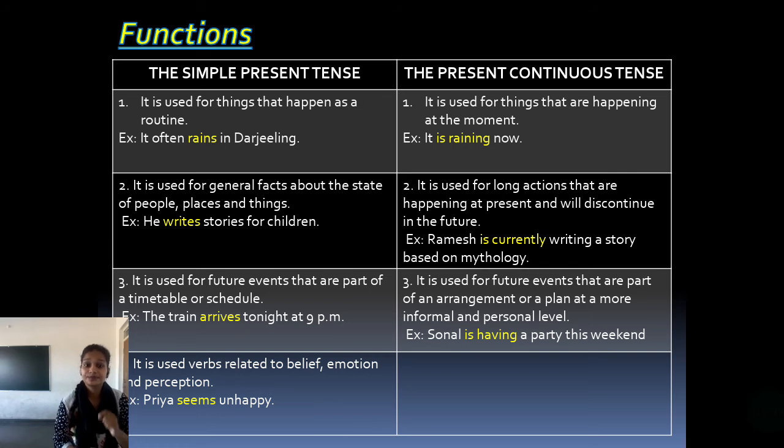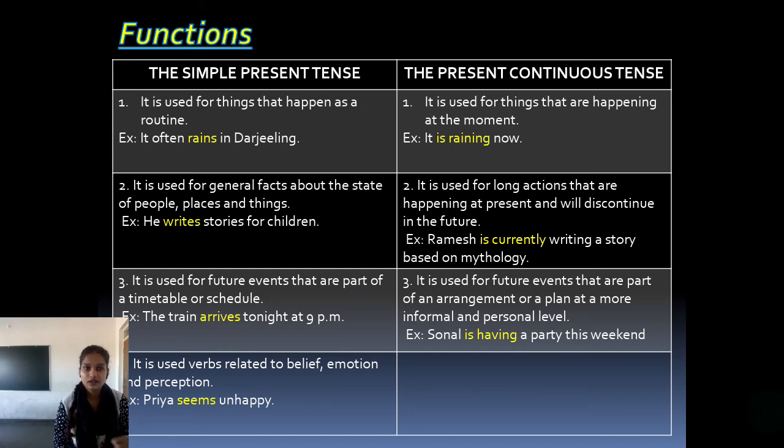Fourth, it is used with verbs related to belief, emotions and perceptions. जो हमारे इमोशंस, बिलीव्स और परसेप्शंस होते हैं, उन सब के फॉर दैट ऑल्सो वी यूज सिंपल प्रेजेंट टेंस. लाइक एग्जांपल: प्रिया सीम्स अनहैप्पी. Unhappy is an emotion, so we use here the simple present tense. Priya seems unhappy.